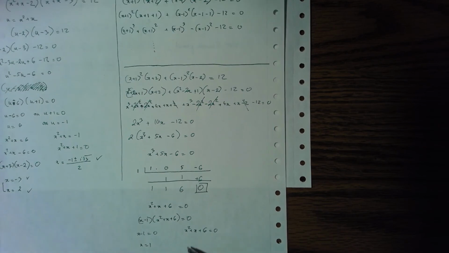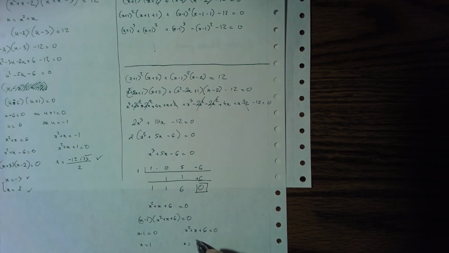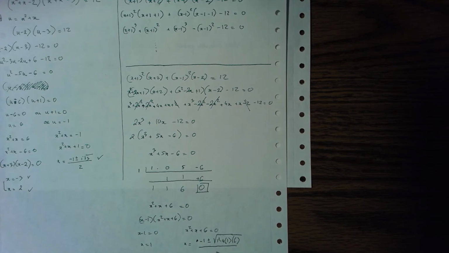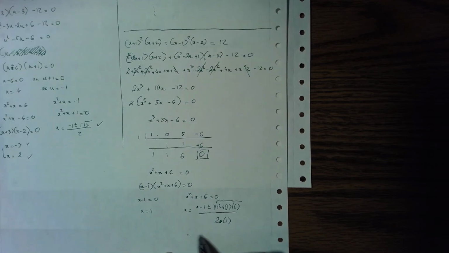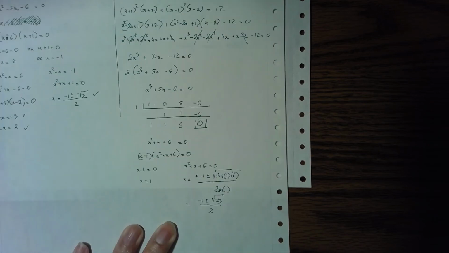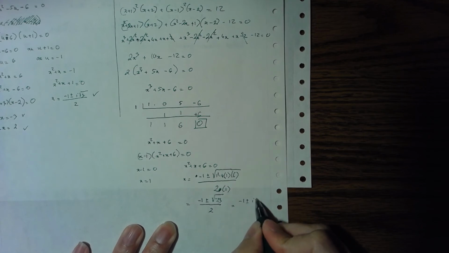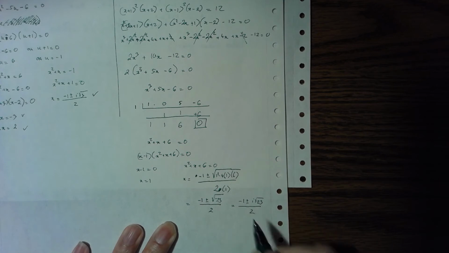So this is quadratic, so x equals negative b plus or minus the square root of b squared minus 4ac, over 2a. Here you go, you get another two solutions. So we have negative 1 plus or minus the square root of negative 23 over 2, which is negative 1 plus or minus i square root of 23 over 2.